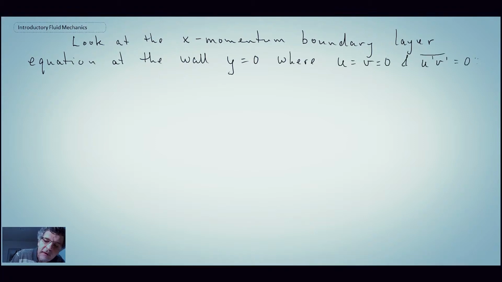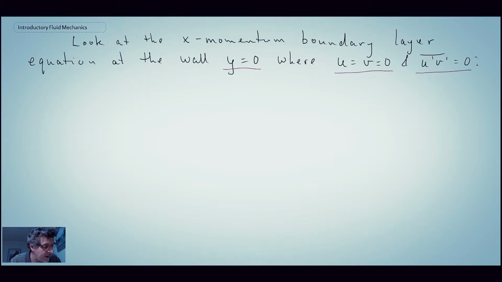So what we're going to do, we're going to consider the case on the wall, so at y equals 0, and we know with the no slip, no flow condition, u and v are equal to 0. And I'm also going to say that the u prime, v prime term, which comes out of the turbulence stress tensor, we'll assume that to be 0 as well, which it would be. The fluctuations on the wall would have to be 0, and consequently that term would be 0.